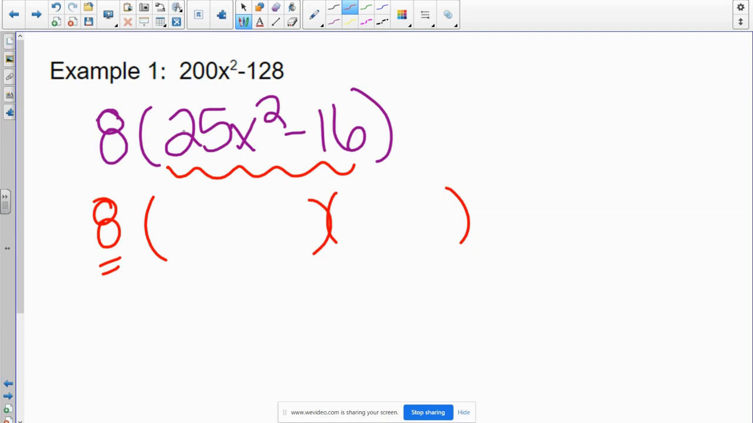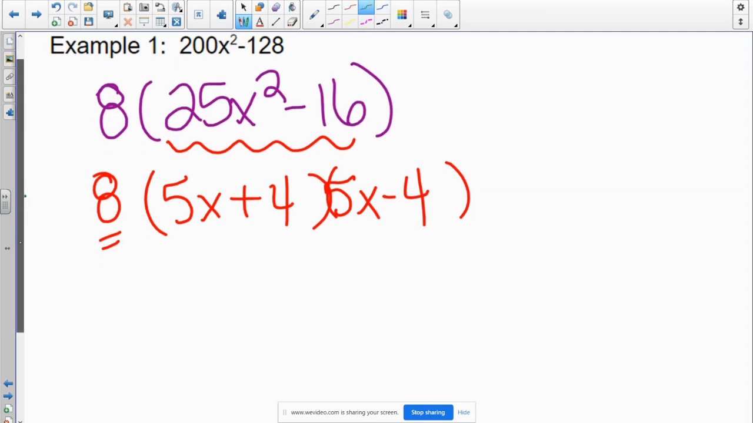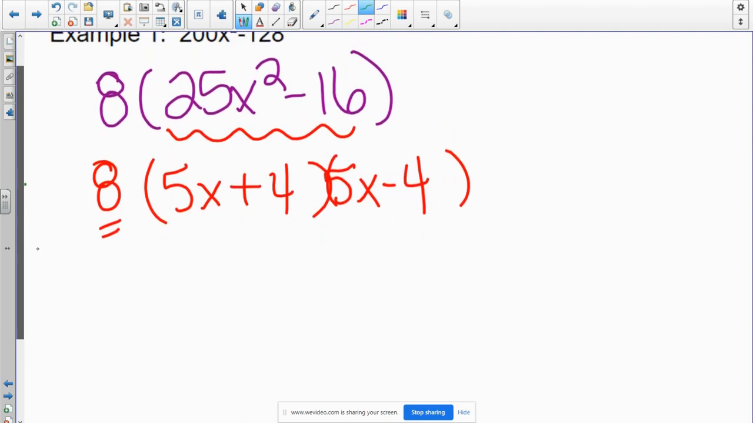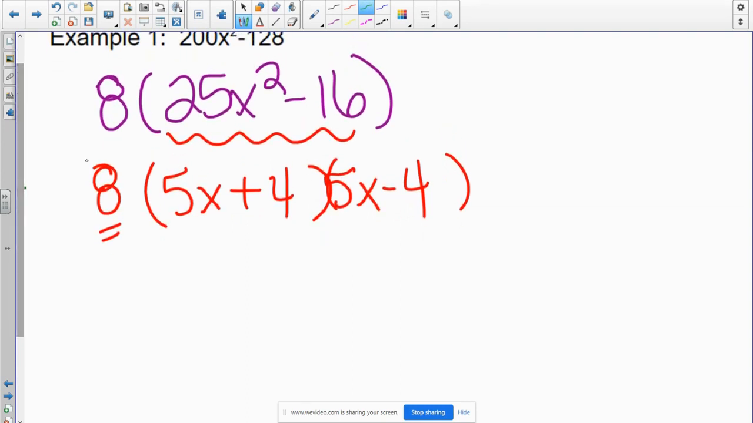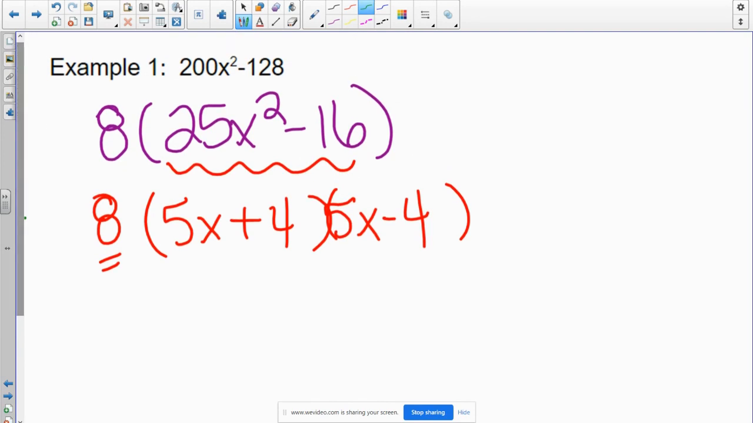We're going to take the square root of 25x squared, which would leave us 5x and 5x. You take the square root of 16, which is 4. And remember, one of them has to be positive and one of them has to be negative. Now, if you want to double check to make sure you're right, remember the opposite of factoring is multiplying. So if you multiply this out, it should go back into that example number 1.